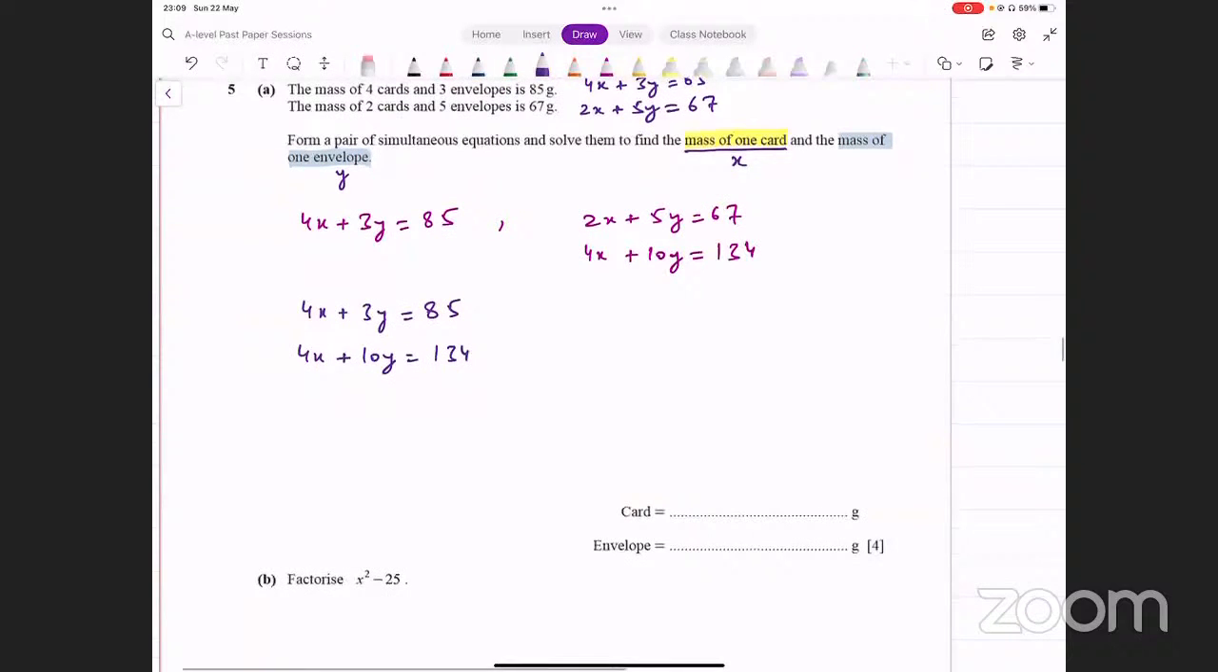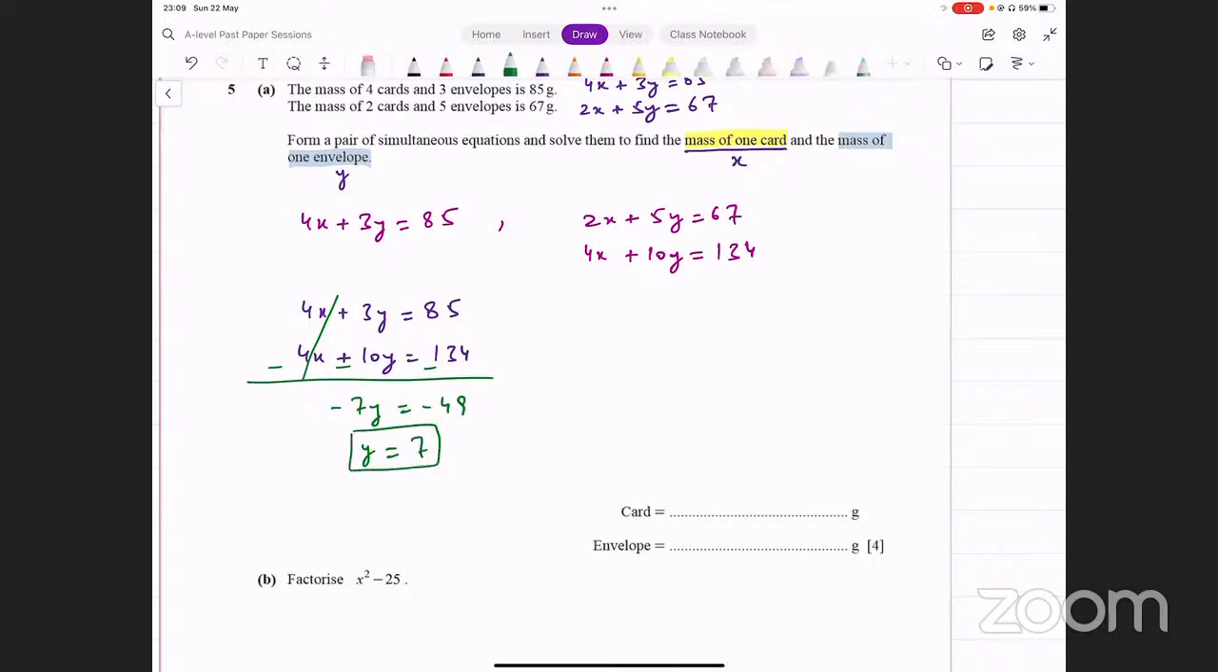Let's subtract one from the other. आप कोई भी ऊपर लिख सकते हैं, कोई भी नीचे लिख सकते हैं, doesn't really matter. This gets cancelled. We've got minus 7y equals 134 minus 85. Let me just do that calculation. It's 49. Minus 49 आ गया. Y equals 49 over 7. That is 7. ठीक है.